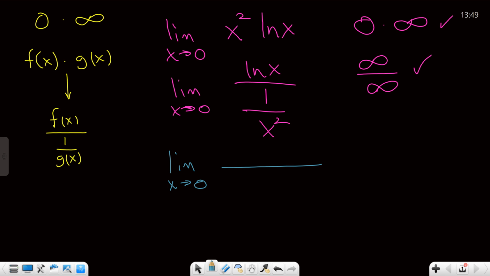I forgot. What's the derivative of natural log of x? It's just x prime over x, which is 1 over x. 1 over x. Okay, good. What's the derivative of 1 over x squared? Negative 2 over x cubed.